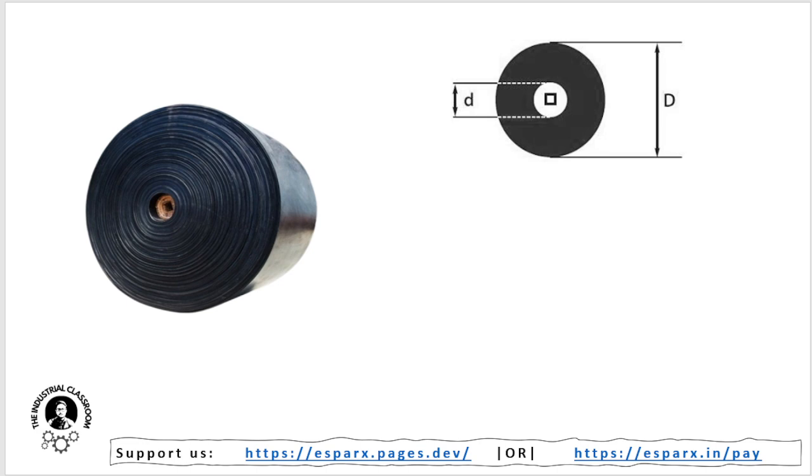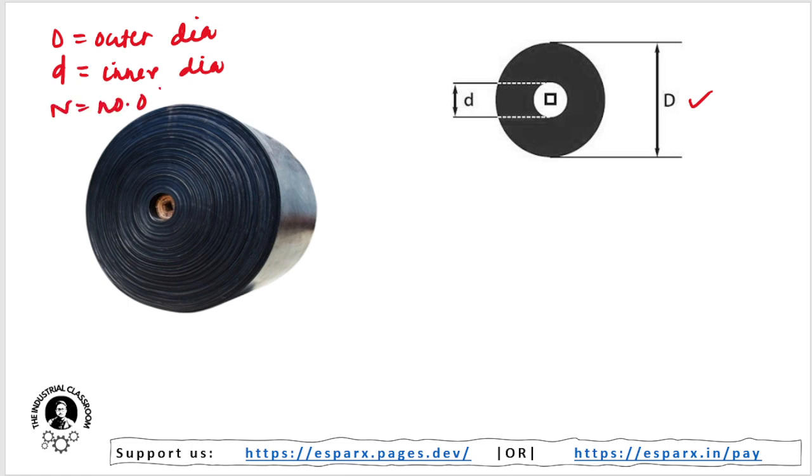Here we need three dimensions. So D is the outer diameter, outer dia, which you can see is represented here. Small d is the inner diameter of the coil, and n is the number of turns. If you zoom into this image, you can see that there are 1, 2, 3, 4, 5, 6, 7, 8, 9, 10. There are n number of turns. So the number of complete turns.